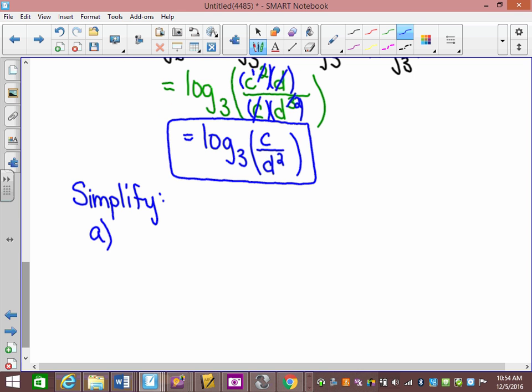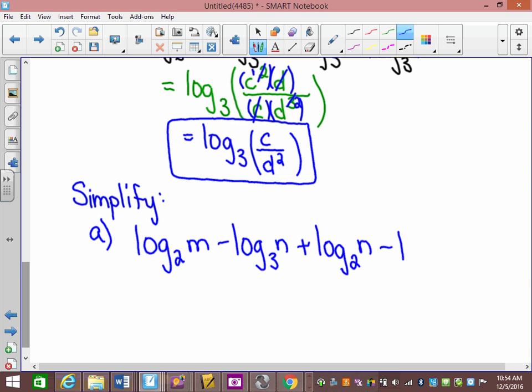So say I have simplify log 2m minus log 3n plus log 2n minus log 3m squared. Try that one out. Remember, you can only put together the base 2's and you can only put together the base 3's.